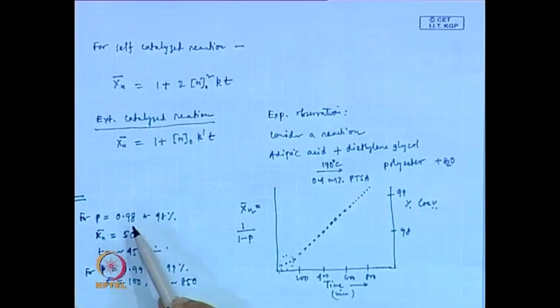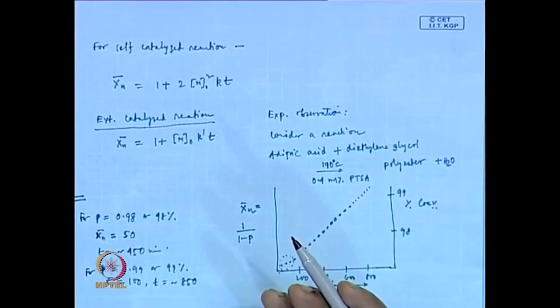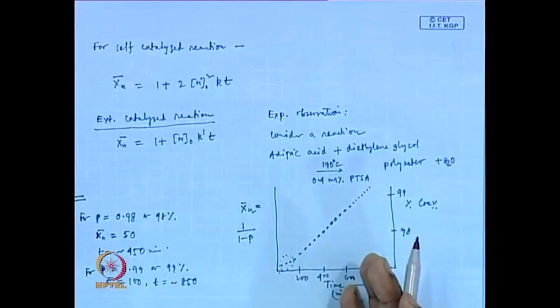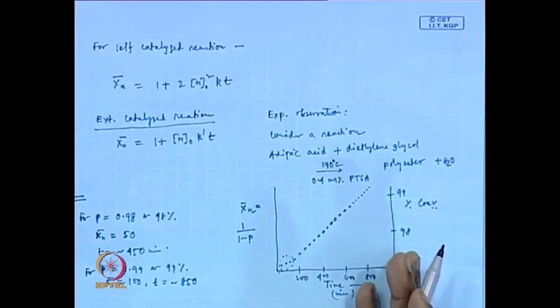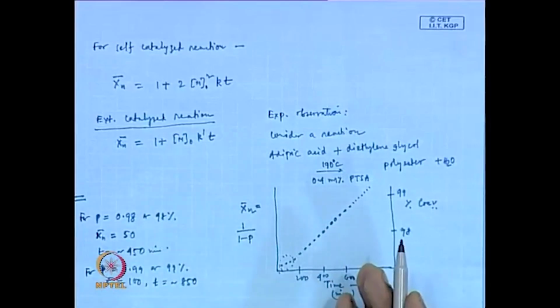So, we see here that for reaching up to 98% conversion, it takes about 450 minutes and builds an average degree of polymerization of 50. If the average molecular weight of the structural units is 200, then the molecular weight will be about 10,000. Now, that may not be sufficient for our purpose. We are looking for building high molecular weight. For all practical purposes, we need high molecular weight. So, this 98% conversion may not serve our purpose.